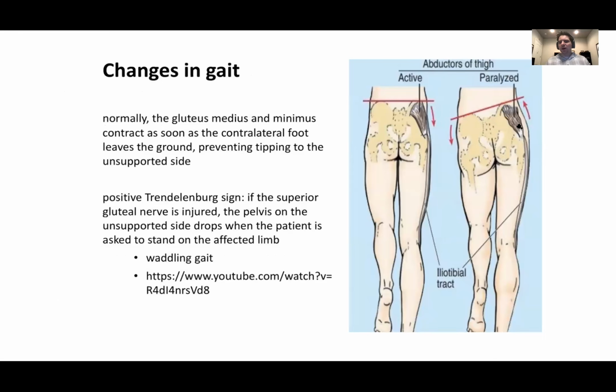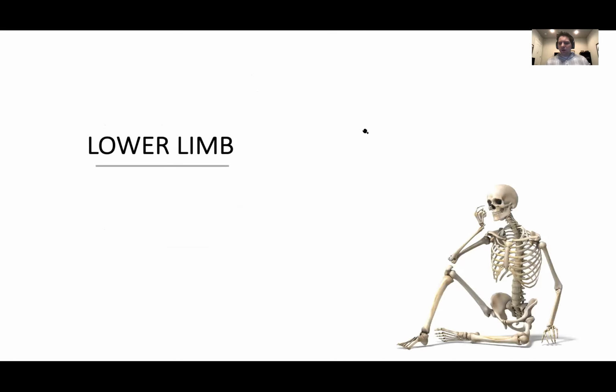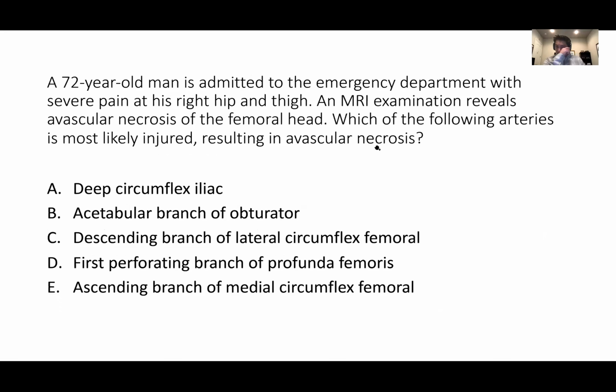You could see that here. So same situation, right? We said right gluteus minimus and medius injured here. You try to lift that left hip and your left hip is going to drop. So that's a positive Trendelenburg sign. All right, let's go into the lower limb. Try this one.